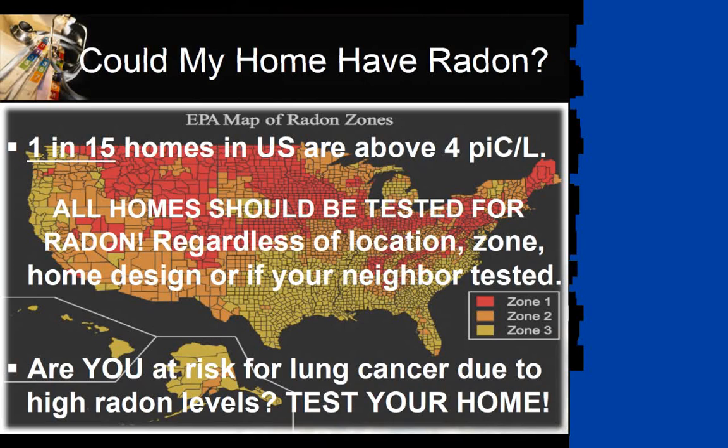So in the entire United States, 1 in 15 homes are above 4 picocuries per liter. This being said, all homes should be tested for radon, regardless of your location, what the zone map shows behind you, what kind of substrate your soil is, or if your neighbor tested. You need to test your own home to find out your own risk.